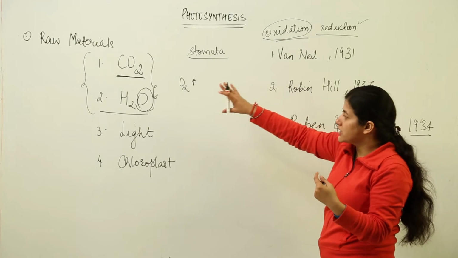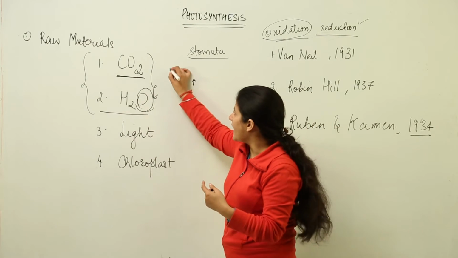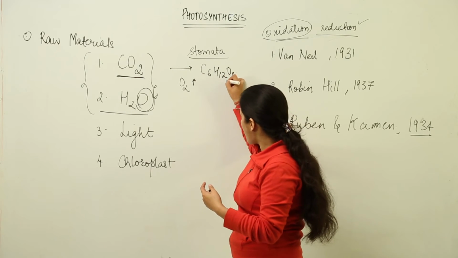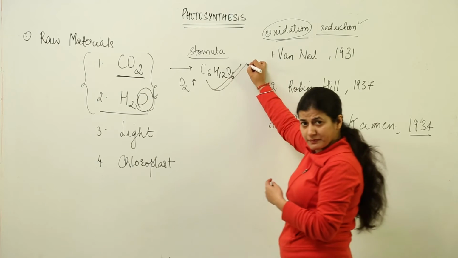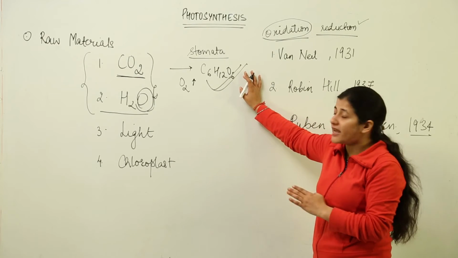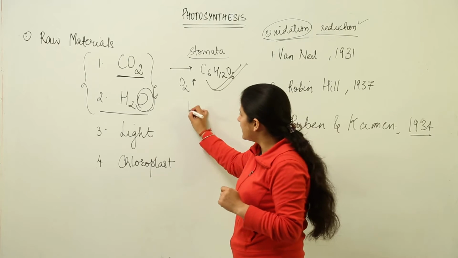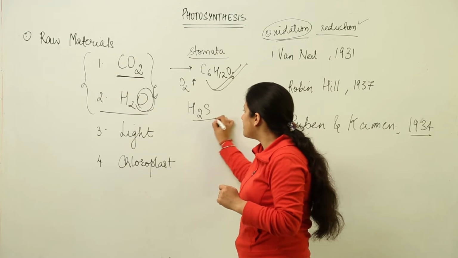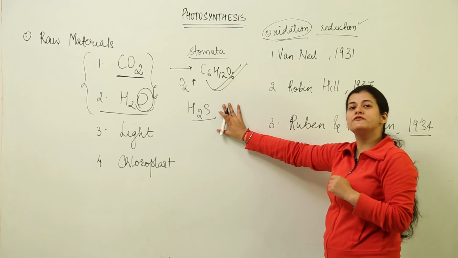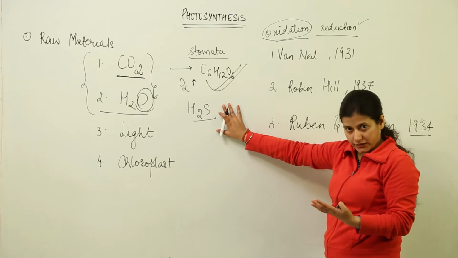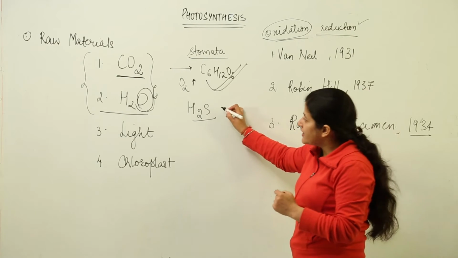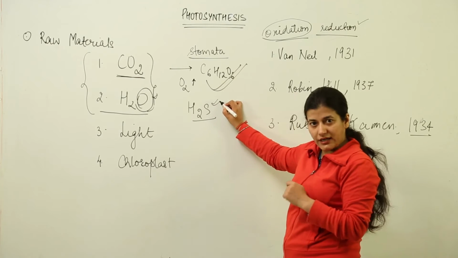That means the carbon dioxide would be fixed and glucose would be formed. That means this particular thing would be formed, but they do not require water. Instead they depend upon another compound, this sort of compound. By the accumulation of sulfur as a byproduct that was observed in his experiment, he established that sulfur comes as a byproduct.